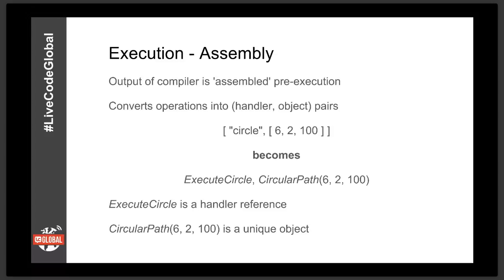So what would happen in this case is that you end up only paying once for any object that's the same. Again, there's a simple process that loops over the operations that come out of the compiler, and it turns it into a flat list which consists of pairs: a handler, which would actually perform the operation, and an object passed to the handler. So in this case, circular path, this is the same as circular path centered at 6,2 with radius 100. And that's a unique object, as I said.